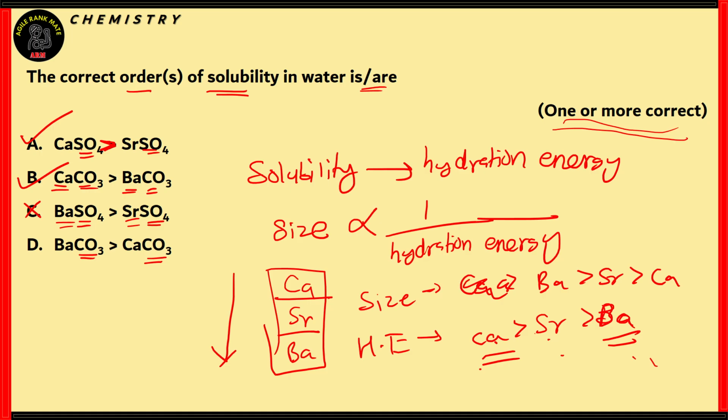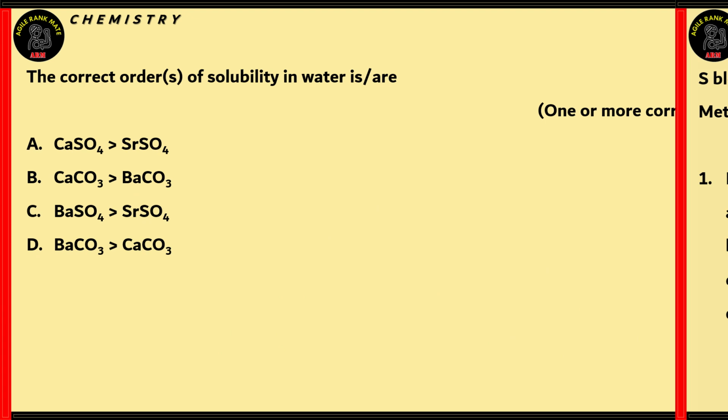While in option D, we have Ba and Ca. Similarly, here also Ba is less than Ca in terms of hydration energy, and so option D is also incorrect. So the correct answers for this question are A and B.